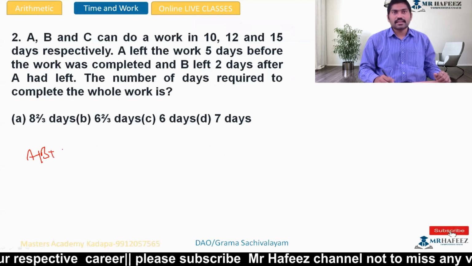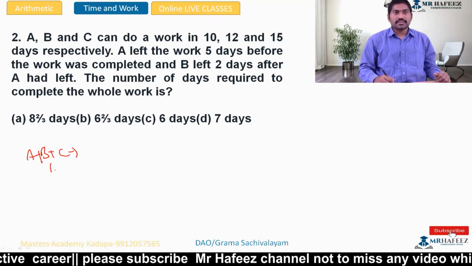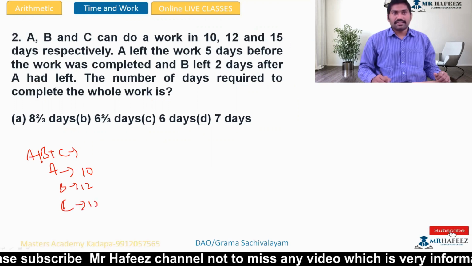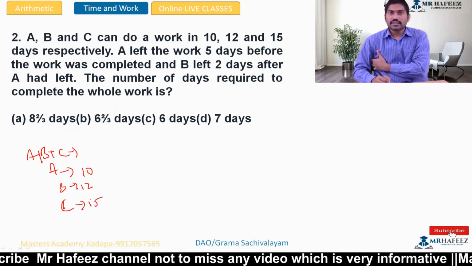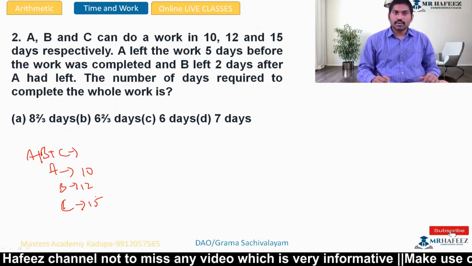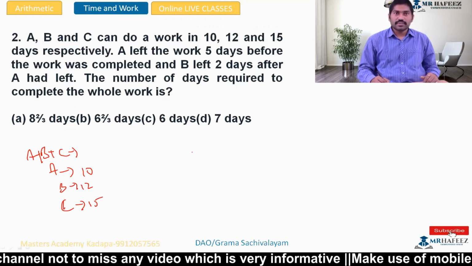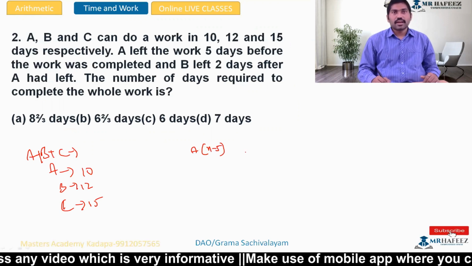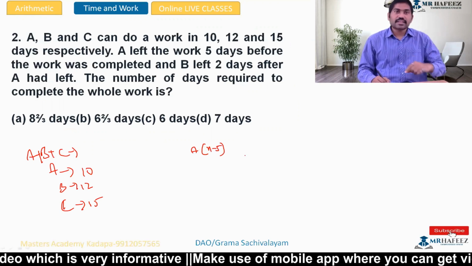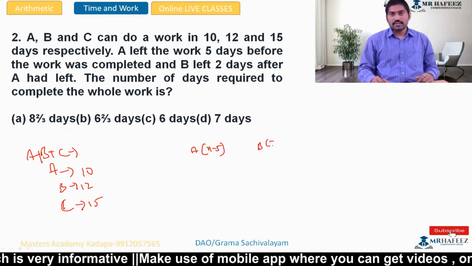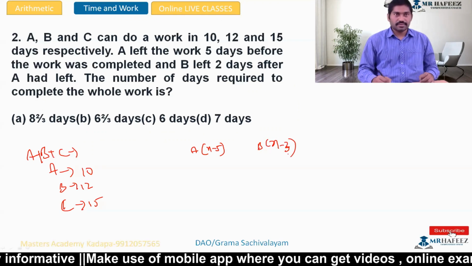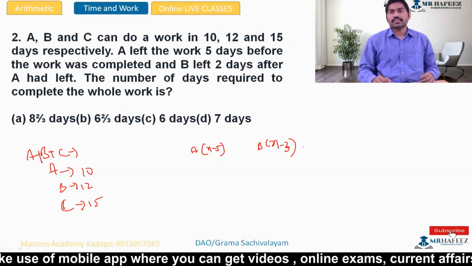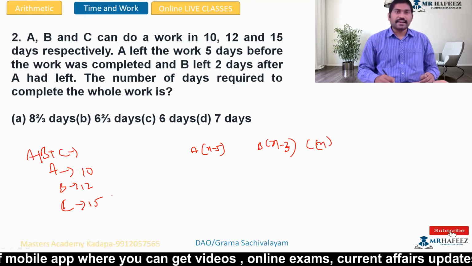A, B, C can do a piece of work individually in 10, 12, and 15 days. Then A left the work 5 days before the end, so A is working 5 days less, n minus 5. And B left 2 days after A left, that means B works n minus 3 days. And C has to work n days to complete the whole work.